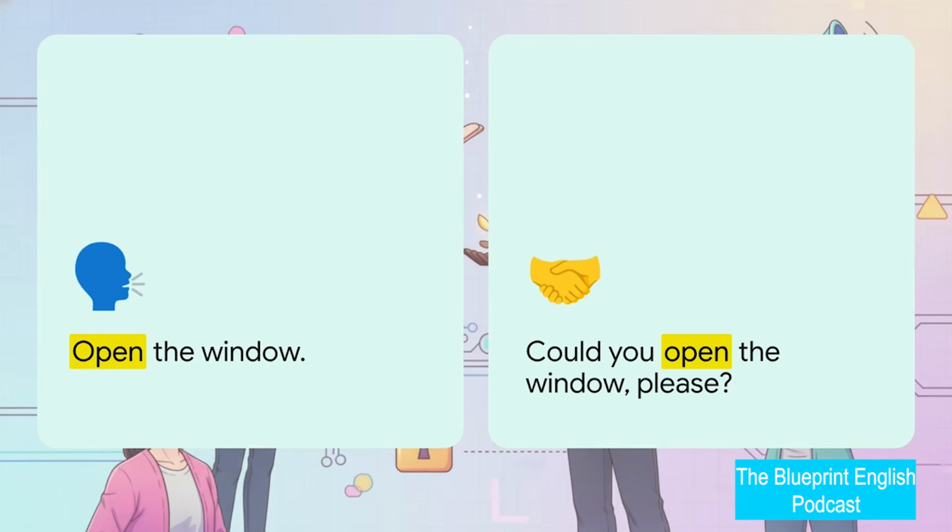But watch what happens when we compare that raw command with a polite request. Open the window versus, could you open the window, please? By leaning on our 5th grammatical rule, politeness, we've magically transformed a rigid order into a collaborative request. Just adding simple elements like could you and please completely alters the social dynamic of the whole interaction, even though the core desire, getting that window open, remains exactly the same.